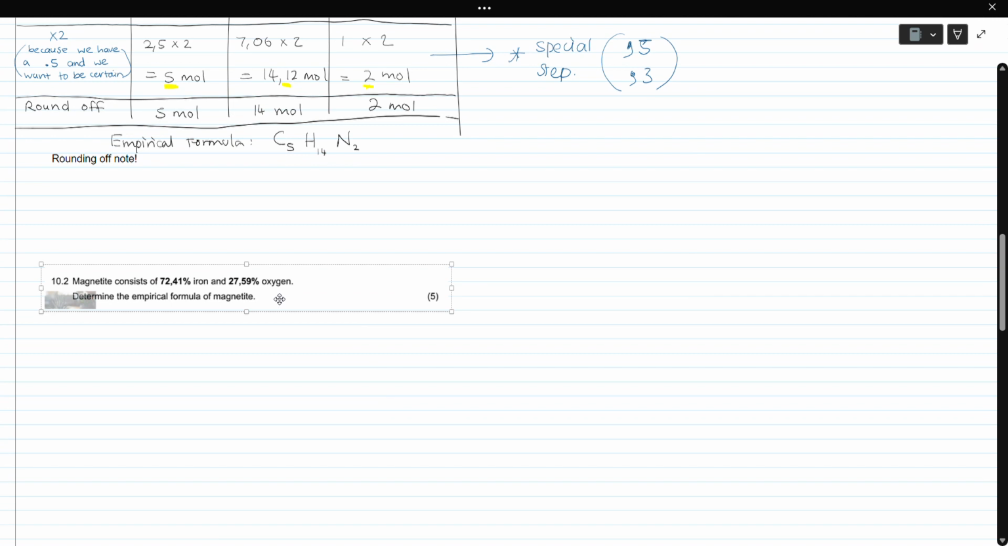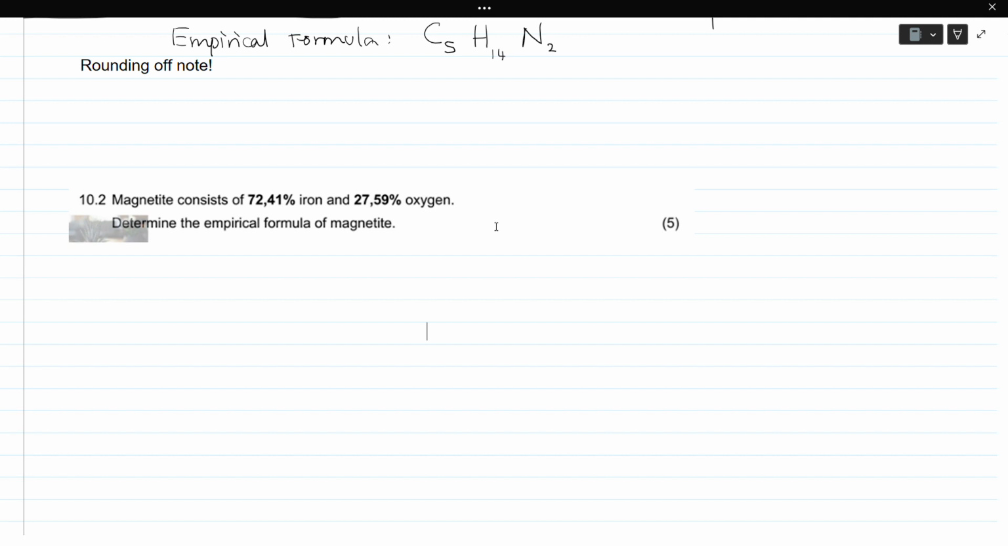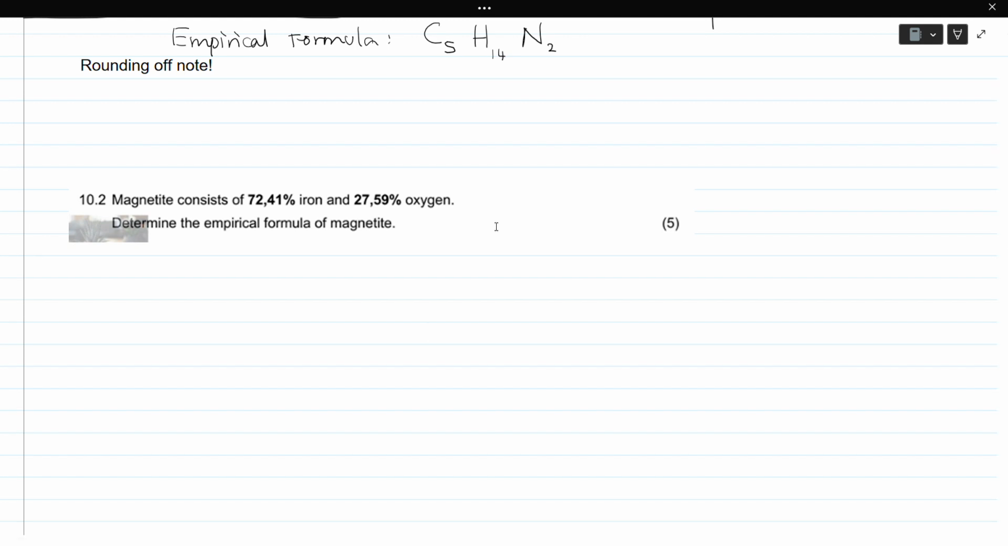Okay, so we're going to look at our next question. This was an exam type question. You can see just for finding the empirical formula, they actually give you 5 whole marks for that. So these questions are really simple. They're nice to score your marks in because it's the same method over and over, right? So as long as you follow the steps we've been doing, and you make sure you don't make any small errors, then you should get 5 out of 5 for this. So we've got 10.2. It says that magnetite consists of 72.41% iron and 27.59% oxygen. They want you to determine the empirical formula of this compound.